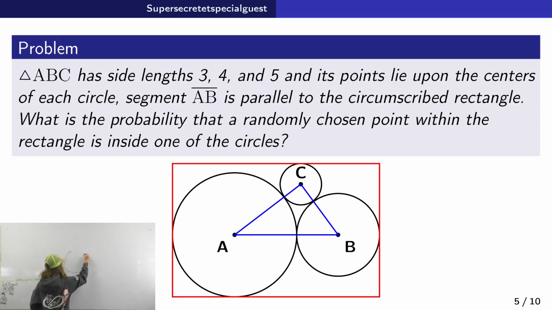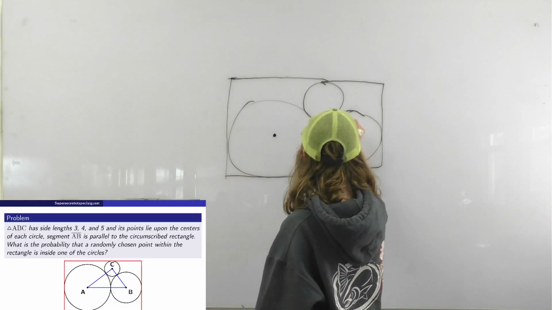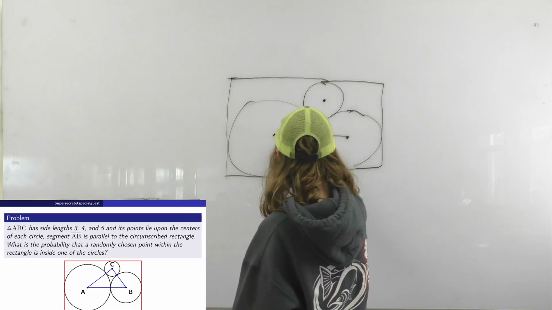Okay, so there's a big circle, a medium circle, and then a small circle. And then we have a rectangle that goes around all these three circles. It doesn't touch the second medium one. No, it's touching right here. Yeah, there's a gap right here. So the centers of the circles make a triangle.